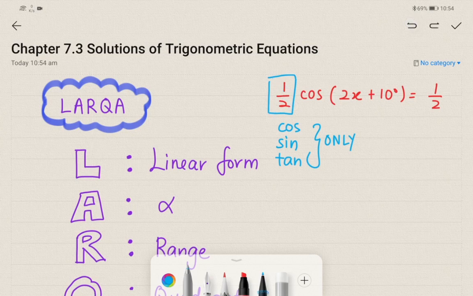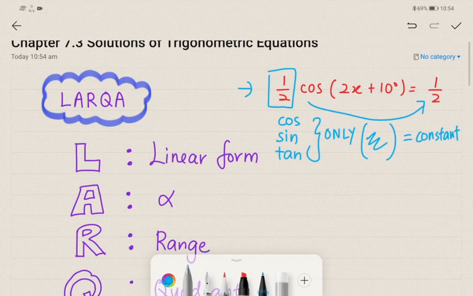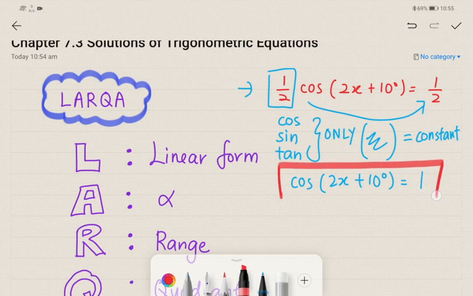So what we can do is actually move this one to the right side. In the middle, it doesn't matter what is there, and the right side should be constant. That is a number. So now with this example, if I move the 1 over 2 to the right side, I will get cos 2x plus 10 degree equals to 1. So this is my linear form.